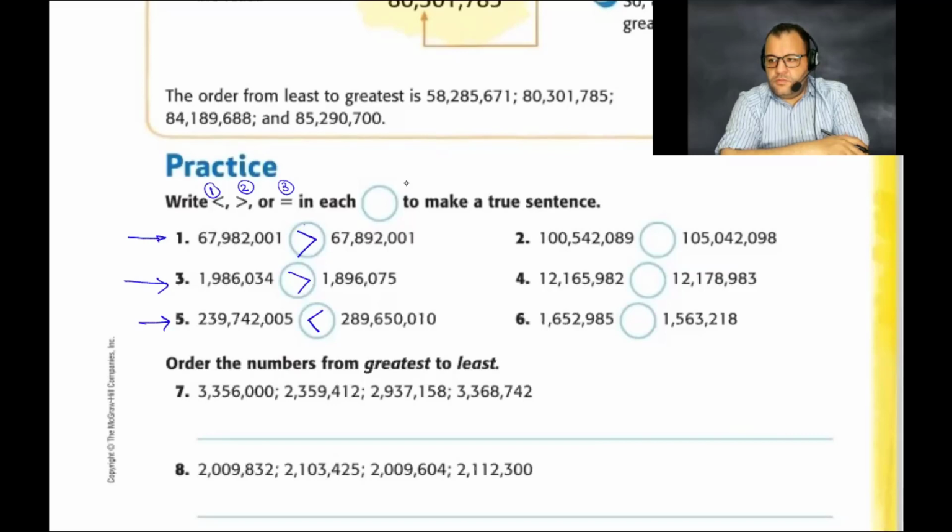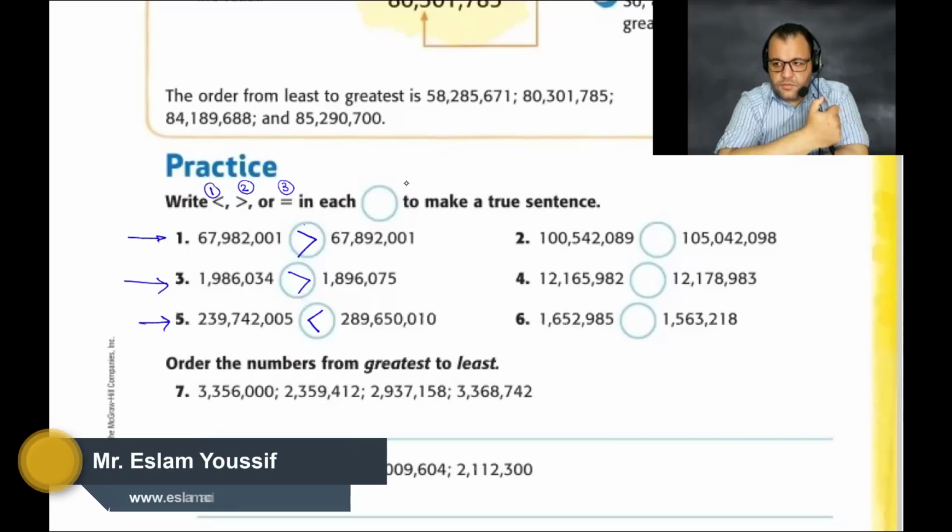The one on the right is greater. Read the number. We just read the two numbers, then compare between them. One hundred million? $542,089. Okay. The second number is?